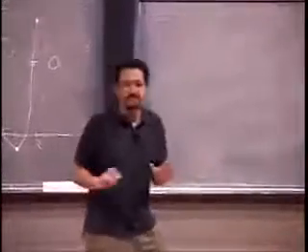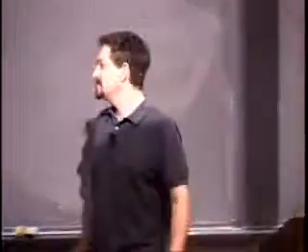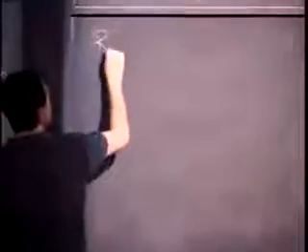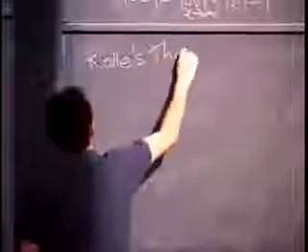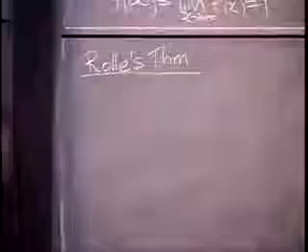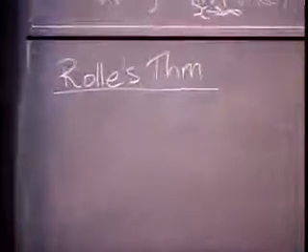Okay, so then I need to tell you about two theorems, which are actually the same theorem in two different ways. They just look different. The first is called Rolle's theorem, THM for theorem. Here's what it says.